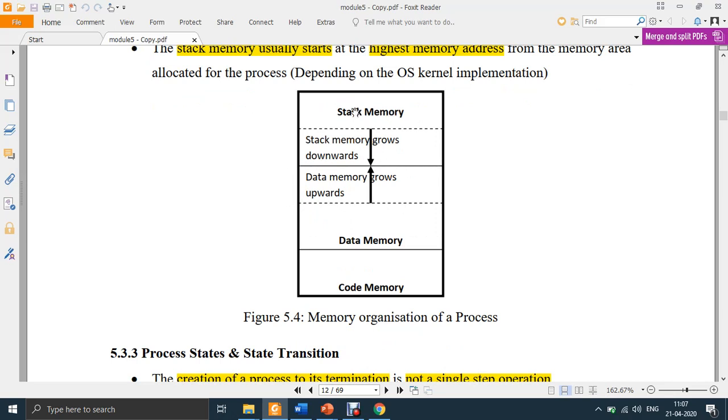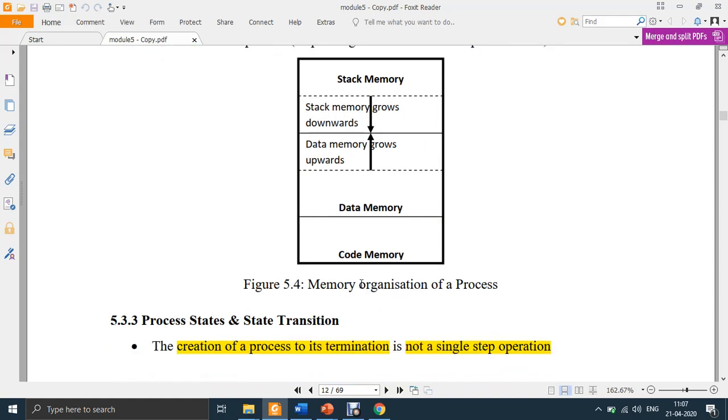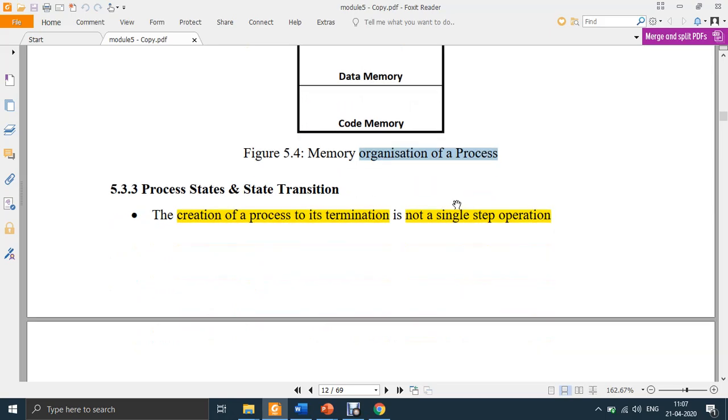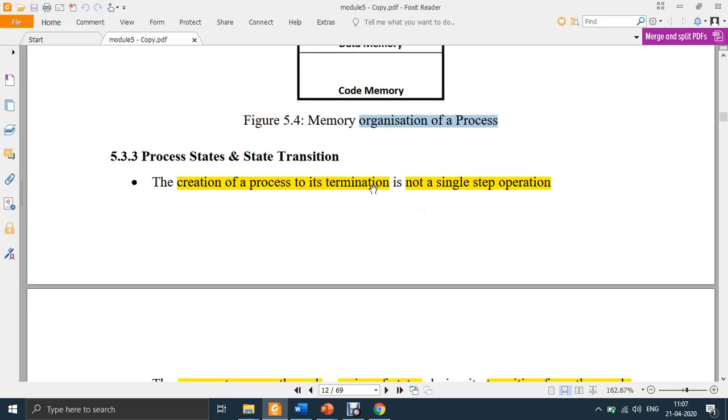You can see the stack memory. This is the data memory and this is the code memory. So this is the memory organization of a process. Remember, there are three parts of the memory in a process. So next, process states and state transitions.